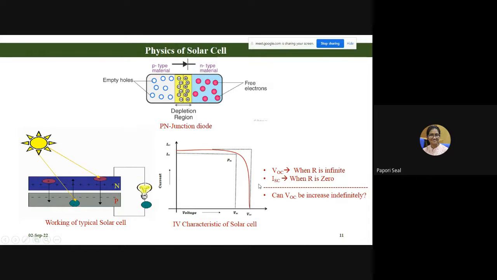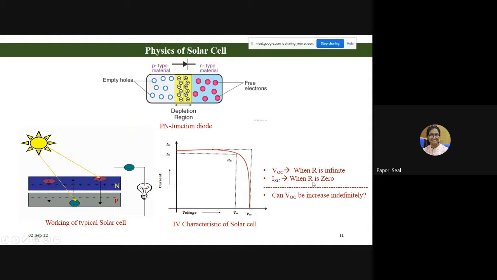I'll take just 5 more minutes, maybe I'm taking more time. So here, VOC is open circuit and ISC is short circuit. Many a times we get confused, even though we know. Short circuit means when resistance is very low, when there is zero resistance, that is your short circuit.